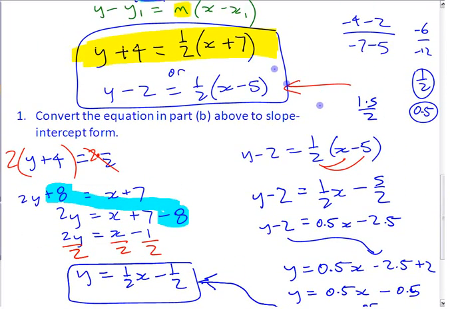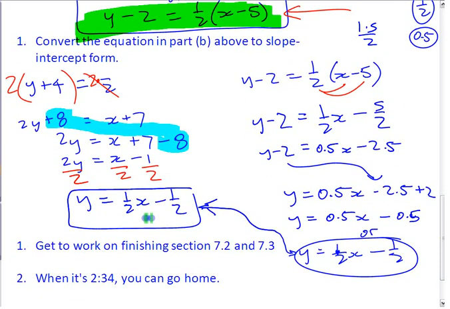Even though there's two different point slope forms you can have, right? Two different point slope forms, but they end up with the same thing here. Okay, these end up being the same, this and this.